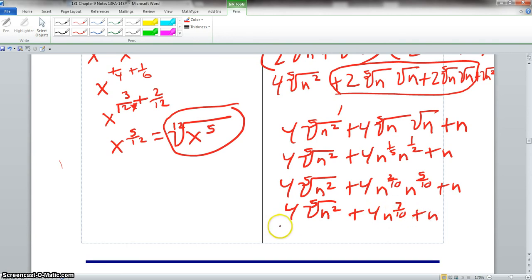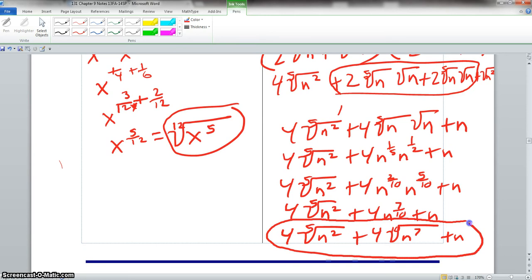Now if we want to write this as a radical, which we should, and we must, this will give us 4 the 10th root of n to the 7th power plus n. And this is our final answer.